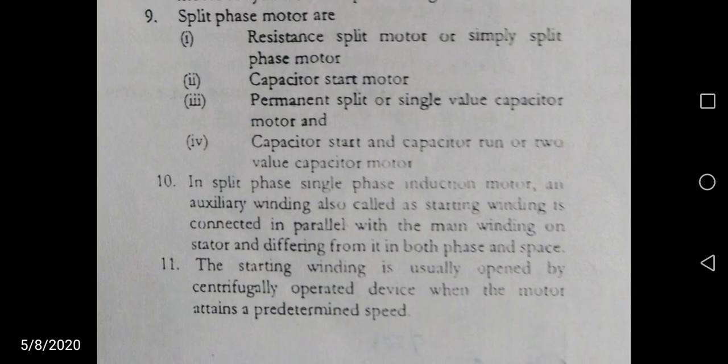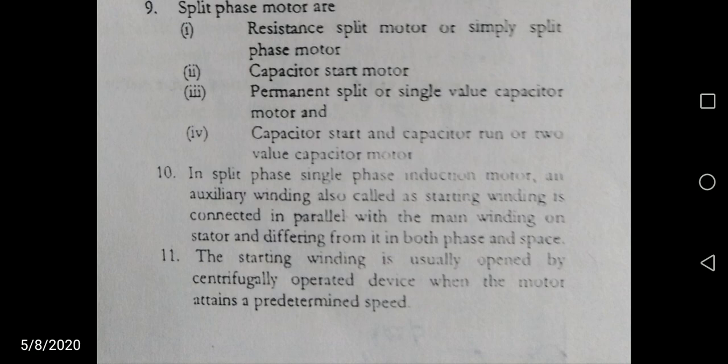In a split phase single phase induction motor, an auxiliary winding, also called a starting winding, is connected in parallel with the main winding on the stator and is different from it in both phase and space.